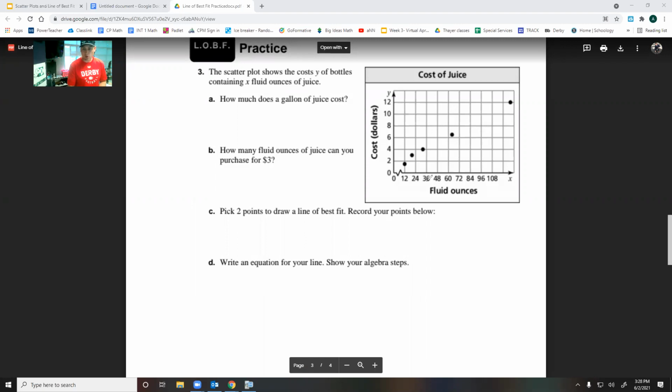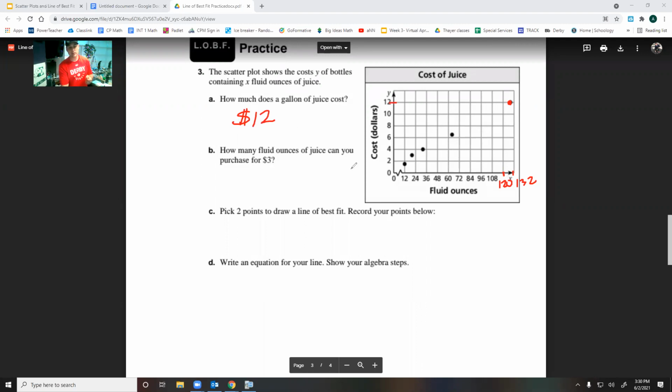So here is 1 gallon. You have to know how many ounces that is. So let's look that up real quick. All right, after looking that up, it was determined 1 gallon is 128 fluid ounces, or this point right here, and that would be a cost of $12.